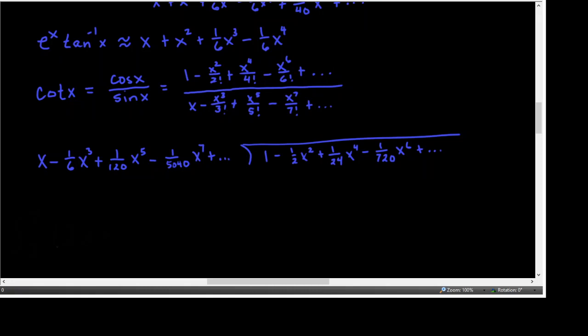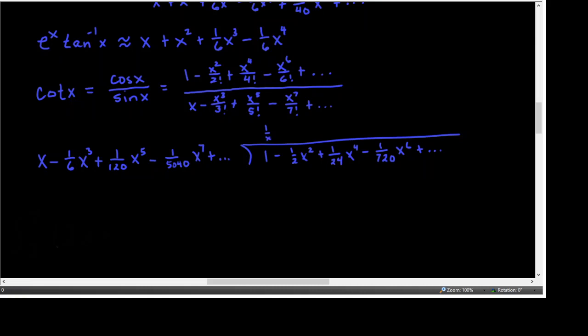Then in polynomial long division, you look at the first term outside, so look at x, and you think, what would I need to multiply x by to get the first term under the division symbol? So what would I multiply x by to get 1? Well, the answer to that is 1 over x.